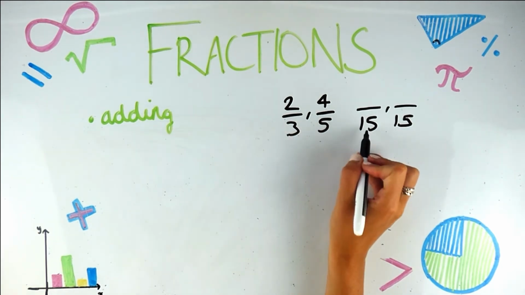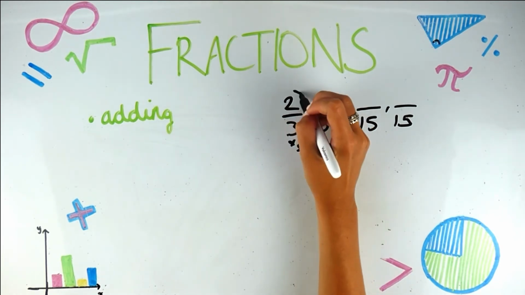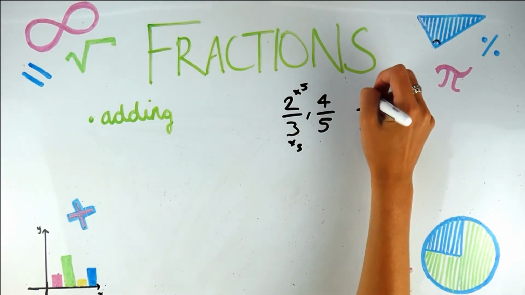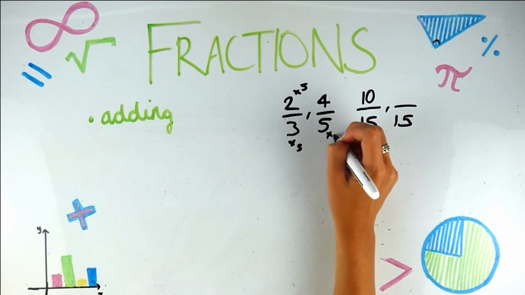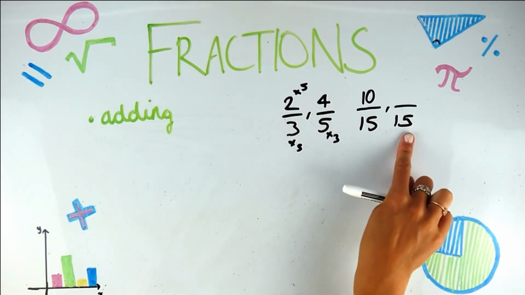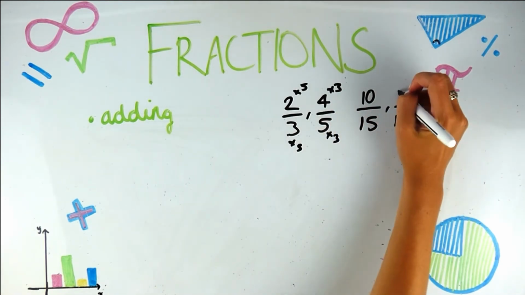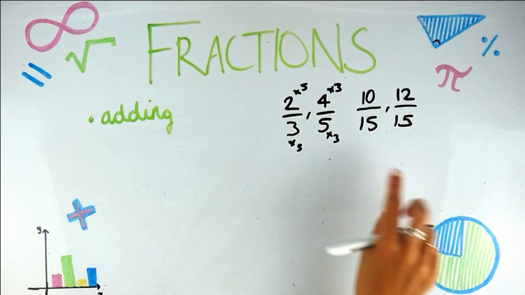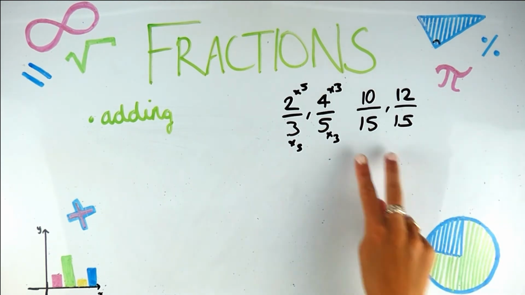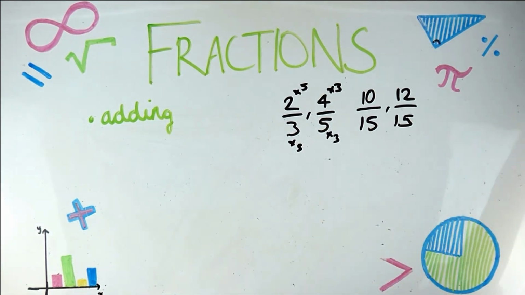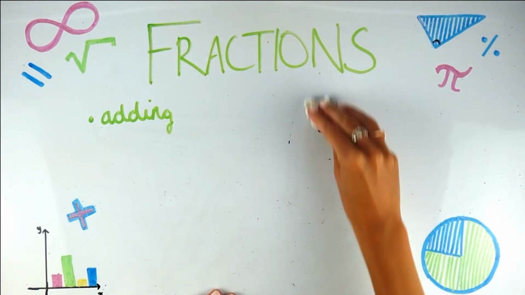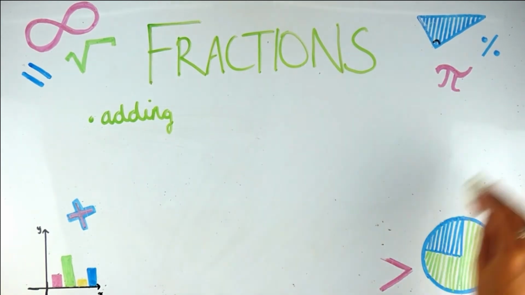So from 3 to get to 15, I've times that by 5, so I have to times that one by 5. And here, I've times that one by 3, because 5 to get to 15, I've multiplied it by 3, so I have to do the same to the top as I do to the bottom. So they're the same fractions, but we've put them under the same common denominator, which is what we're going to need to do for adding and subtracting fractions or ordering fractions.